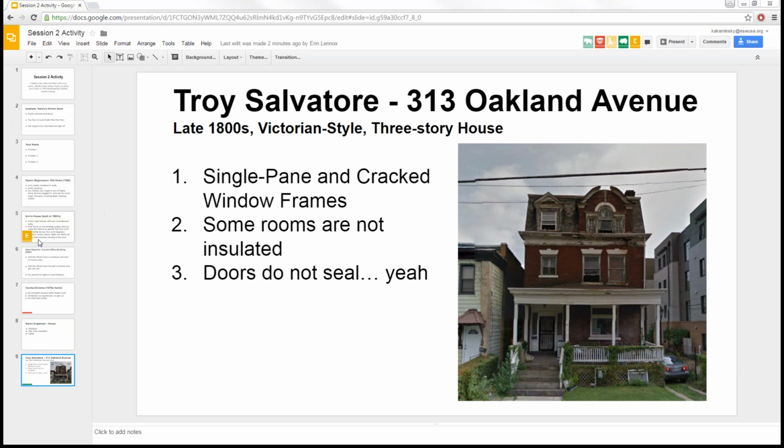Yeah, it's just generally in a poor condition. Mm-hmm. Yeah, so a lot of that looks like problems that could be solved with a lot of air sealing and insulation, which is pretty cool.